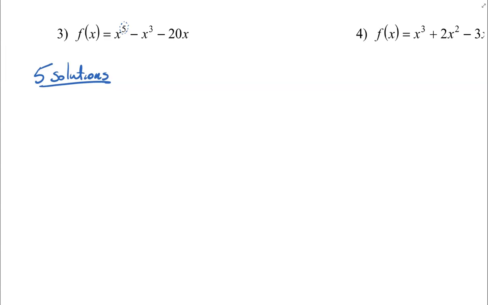What I would do to solve this by hand, if requested, is to factor it first. And I notice that with these 3 terms that there is a common factor of x. So I'm going to factor that out. So f of x is actually equal to x times x to the 4th power minus x squared minus 20.